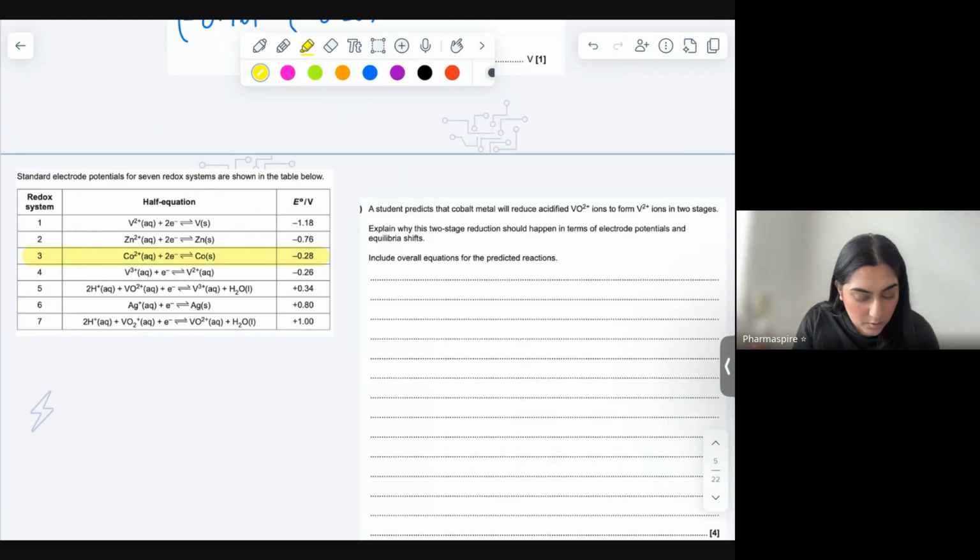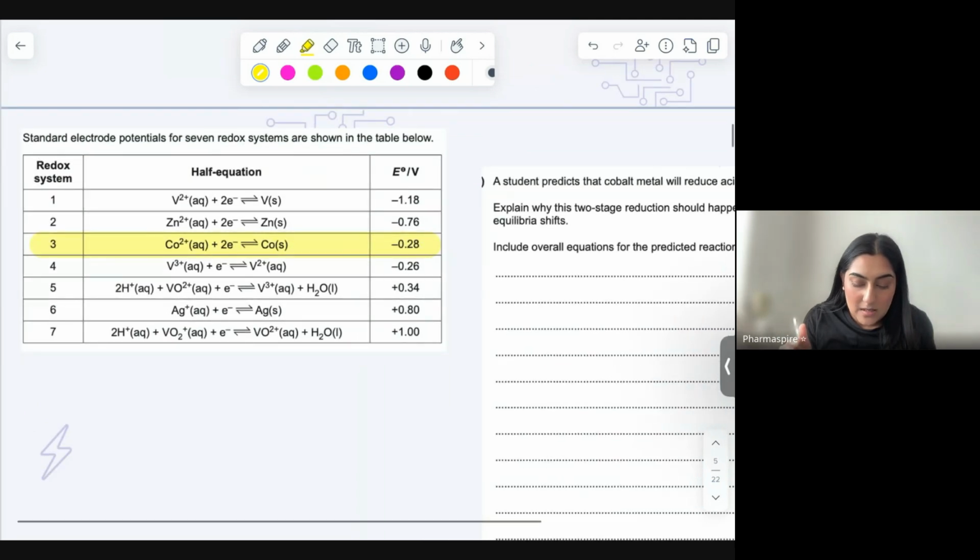So Molly put 4 as well. So you could also have 4, but we'll break that down. So step 1, we know we've got cobalt. We need to do VO2+. Now, if it says acidified, you need to look for the equation that has H+ in it to show that it's acidified. So if we look at it, I would say you need 5.